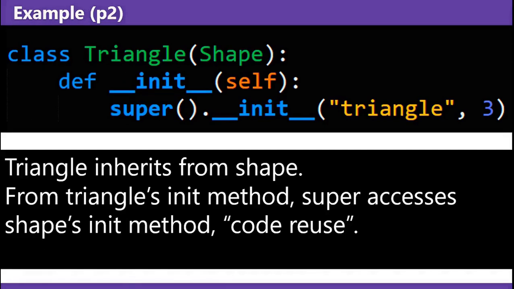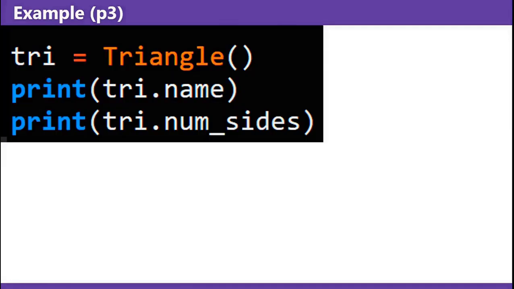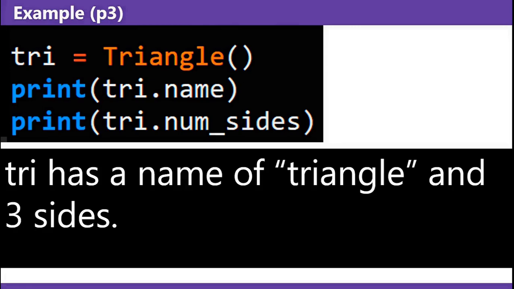By doing this, since triangle's name and number of sides never change, you can just pass the word triangle and the number 3 to shape's init method without having to copy and paste the code of setting the name to triangle and num sides to 3. In this final part of the example, you're making a triangle object, and when you print out its name and number of sides, you get back triangle and 3 respectively.